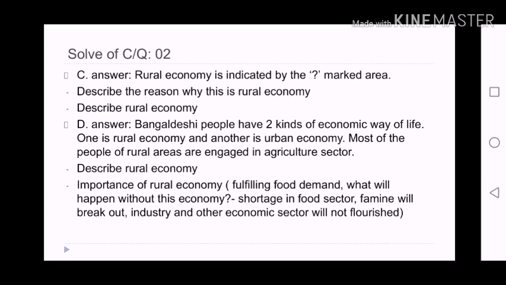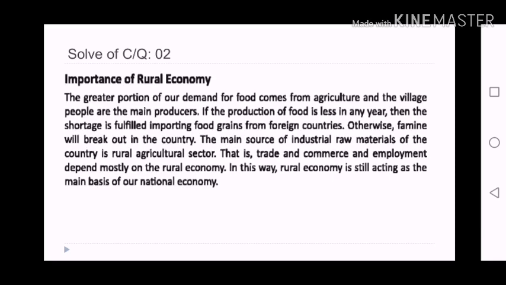That will create shortage in the food sector, famine will break out, industry and other economic sectors will not flourish. We have already known that our agriculture sector is not only fulfilling the food demand of the people of Bangladesh, but also creating the raw materials for the industrial sector. So without the rural economy, our industry and other economic sectors will not flourish as well. So these are mainly the importance of the rural economy. You can then write the conclusion, and here is also the importance of rural economy that is given in your book. It goes like that.